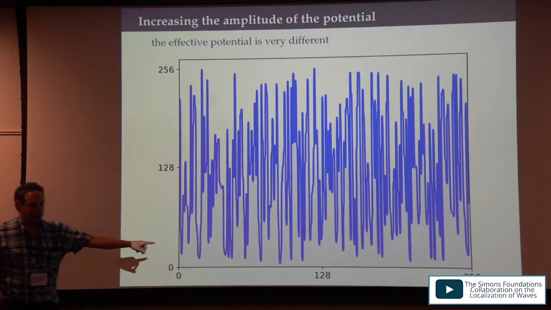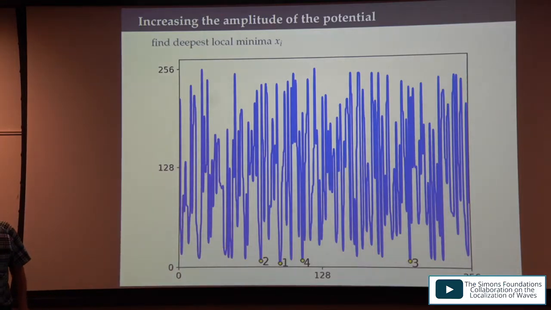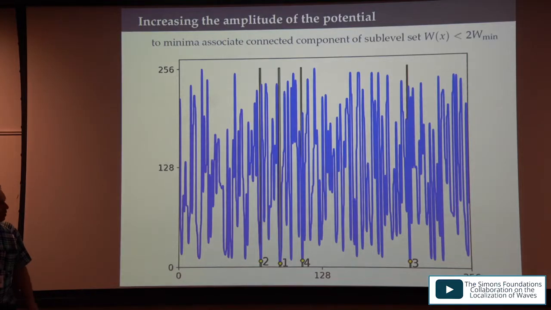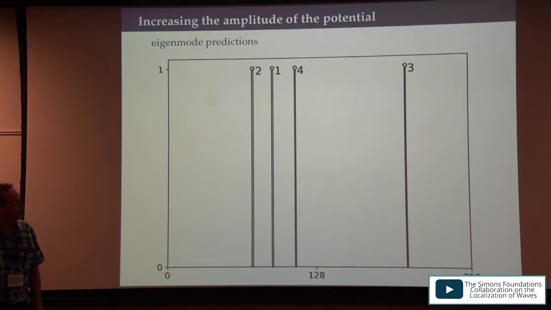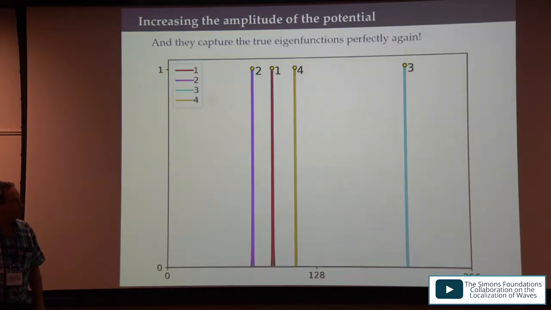Actually, the deepest well is the deepest well now, 1, 2, 3, 4. They're not quite in the same order as for the potential. And the sub-level sets are much thinner, so my prediction is that. And then you compare it to the true eigenvalues, and it's a perfect match.